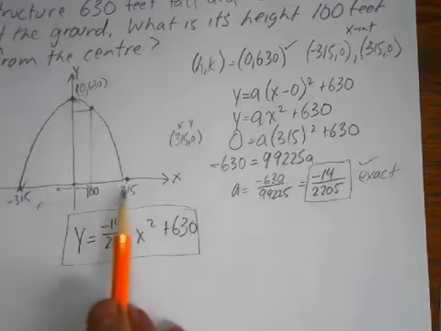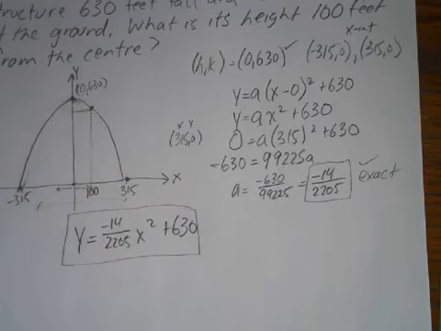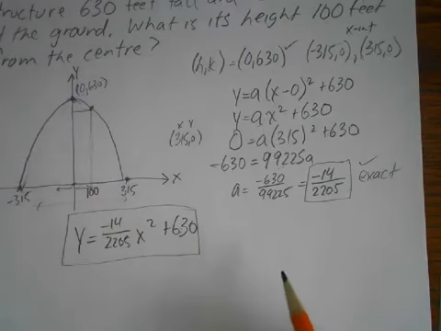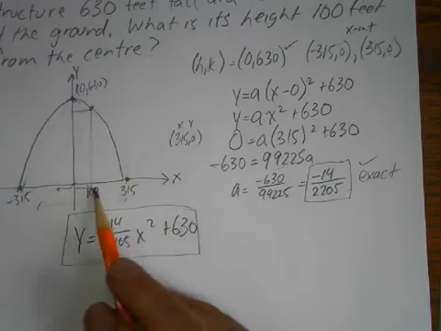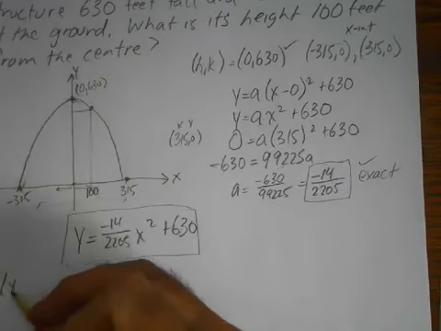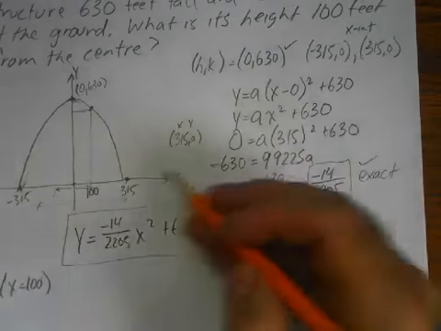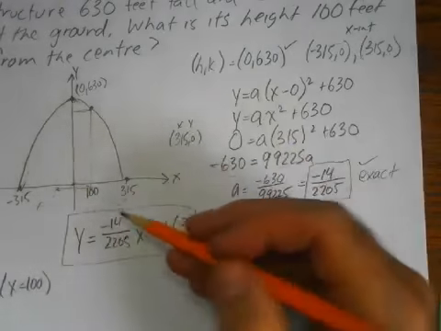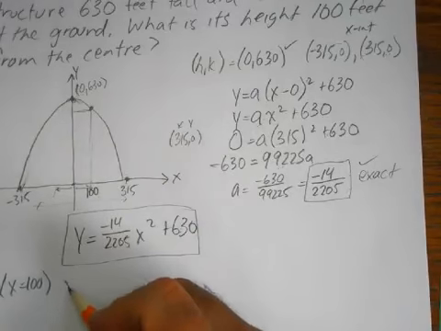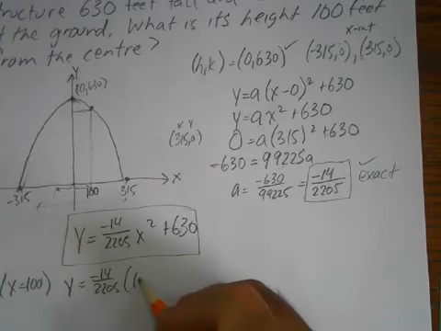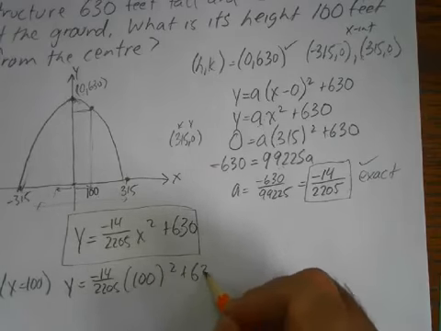I can get any point along here by using this equation. You can just see if I plugged in 0, the whole thing turns to 0, and y would be 630. That makes sense. What we want to do now is use this equation. We want to set x equal to 100, or we could have done negative 100 because that's 100 meters to the left. We'll get the same answer. So y equals negative 14 over 2205 times 100 squared plus 630.